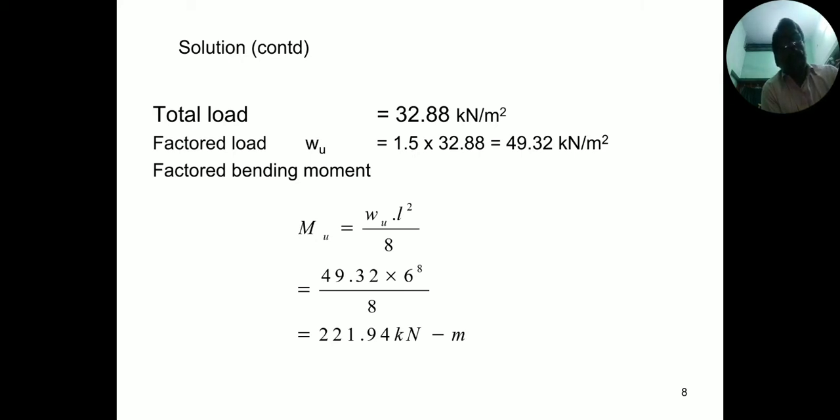Mu is equal to W L square by 8, where W is equal to 49.32 and L is equal to 6, squared, by 8. That is 221.94 kNm. This is the factored bending moment or design bending moment. Go for another slide.